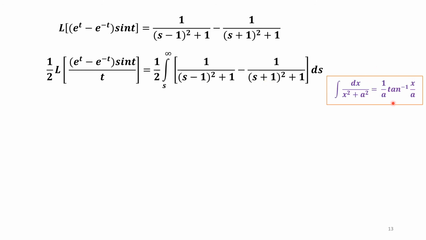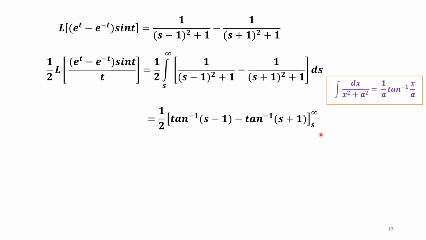So making use of the same formula, integral of dx upon x square plus a square, which is 1 by a tan inverse of x by a. So here a is equal to 1. x is equal to s minus 1 in the first term and x is equal to s plus 1 in the second term. The formula remains the same. So we will have a is equal to 1 in both the terms. So we will get tan inverse of x by a. So tan inverse of s minus 1 and here we will get tan inverse of s plus 1.